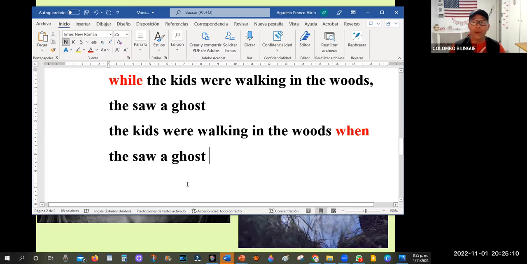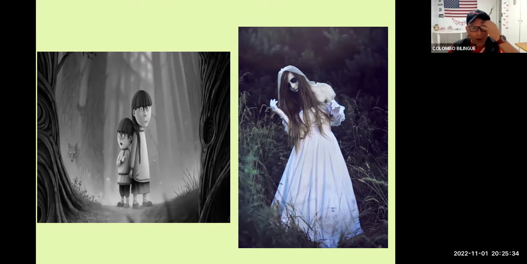While the kids were walking in the woods, they saw a ghost. Mientras los niños caminaban en el bosque, vieron un fantasma. Or the kids were walking in the woods when they saw a ghost. Los niños vieron un fantasma ¿cuándo? Cuando ellos estaban caminando en el bosque, vieron un fantasma, profe. All right, so this is the idea. All right. In our next class, we have a bunch of more ideas. Okay, so the idea is the kids were walking in the woods when they saw a ghost.